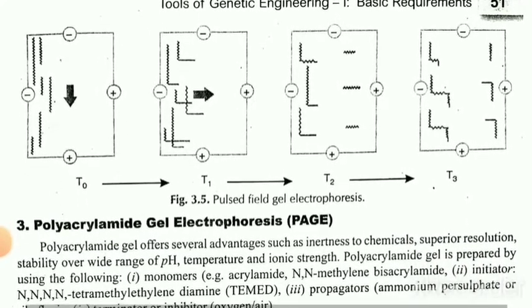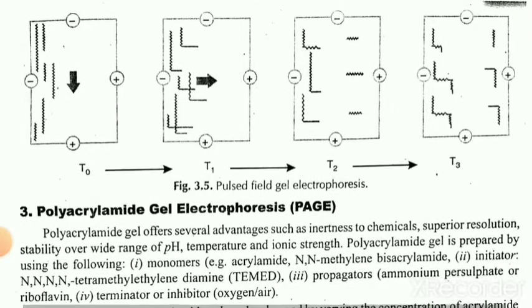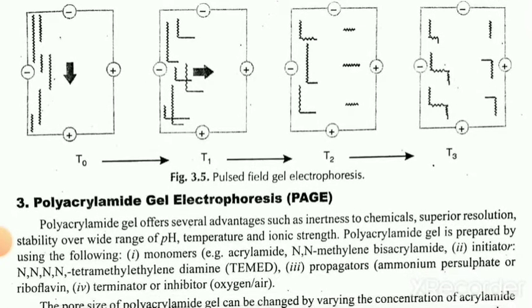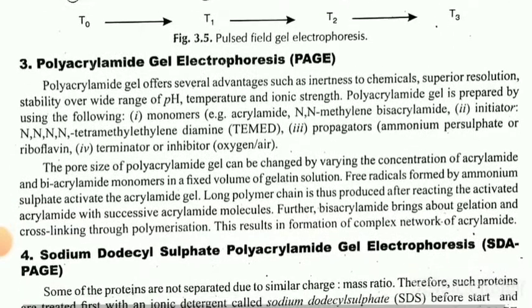3. Polyacrylamide gel electrophoresis. Polyacrylamide gel offers several advantages such as inertness to chemicals, superior resolution, and stability over a wide range of pH, temperature and ionic strength. Polyacrylamide gel is prepared by using the following: 1. Monomers, e.g. acrylamide, N,N'-methylenebisacrylamide. 2. Initiator, N,N,N',N'-tetramethylethylenediamine, TEMED. 3. Propagators, ammonium persulfate or riboflavin. 4. Terminator or inhibitor, oxygen from air.